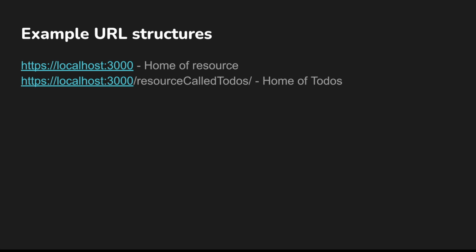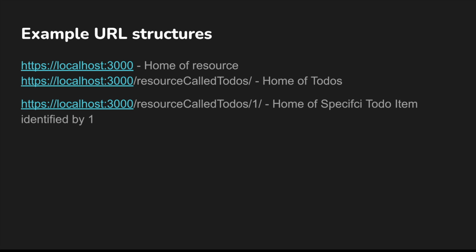An example in terms of URL structures: localhost 3000 would be where your resource lives, or the home of your API. And then localhost 3000/todos would be where a resource called to-dos lives. If you hit that API, you will get back a response of all the to-dos in the system. The third example with the one at the end would be a way of specifying a specific to-do item that you want. Say you don't want all 10 to-dos, you want to-do number 10. Then you would say /10 depending on the unique identifier. In this case, the assumption is that the unique identifiers are just integers.